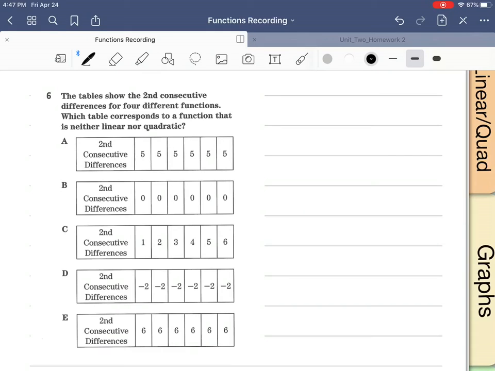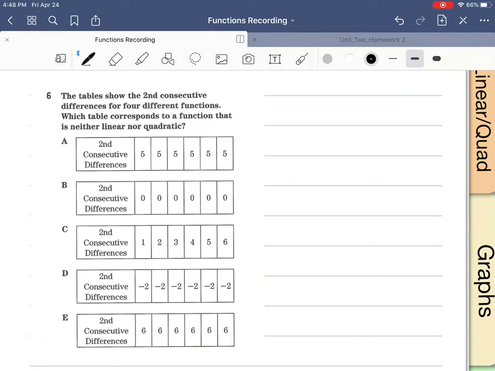Number 6 is giving us 5 tables, and hopefully you notice that these are not domain and range tables. They don't have 2 rows per table. This is showing us something entirely different. So let's read it very carefully. The tables show the second consecutive differences for 4 different functions.